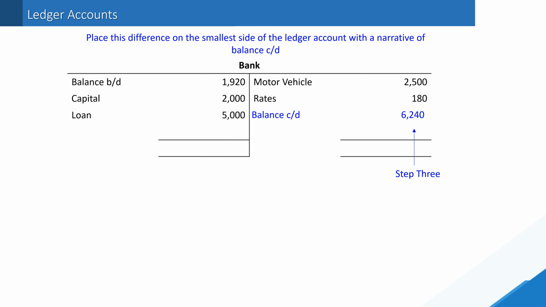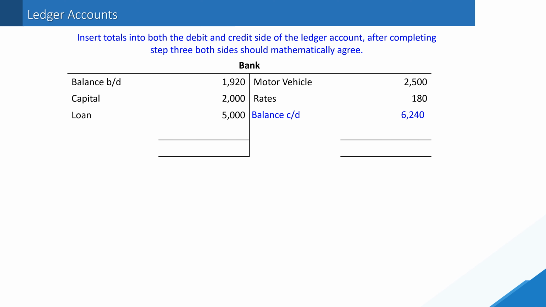£6,240. If I have completed step 3 correctly, then step 4 is concerned with inserting totals into both the debit and credit sides of the ledger accounts. These should mathematically agree, and they do, and that provides me with confidence that step 3 has been completed appropriately.